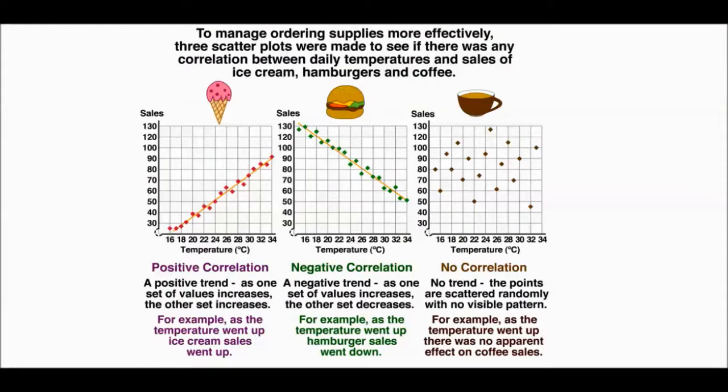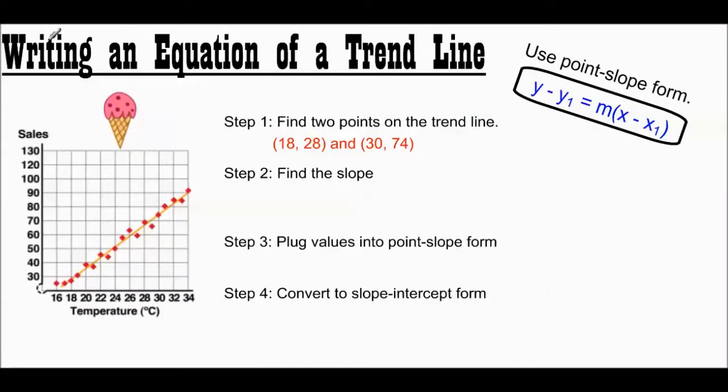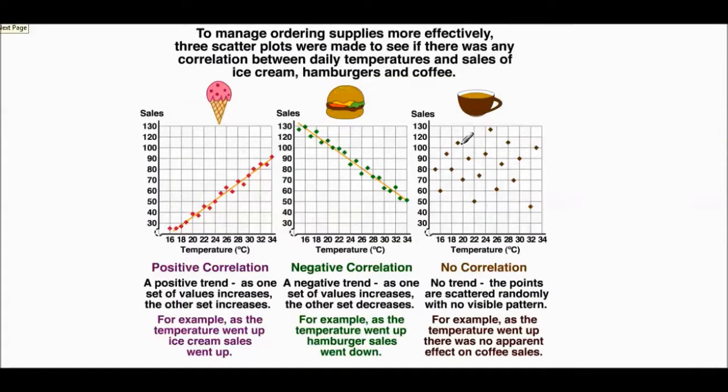Don't have to write all this. Don't panic when you see all those words. There it is. But I just wanted you to see some application of these scatter plots. So this could be somebody at the fair or an amusement park. To manage ordering supplies more effectively, 3 scatter plots were made to see if there was any correlation, any relationship between daily temperatures and the sale of ice cream, hamburgers, and coffee.